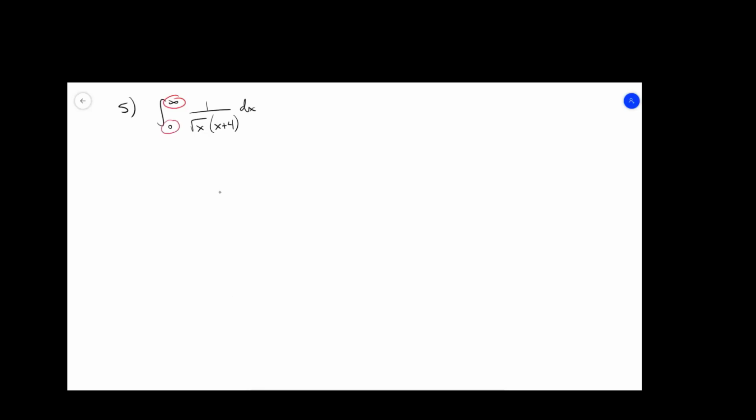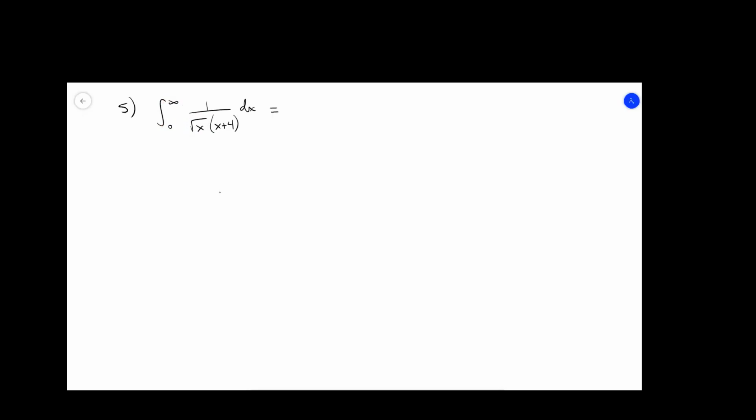So that's the type 2 reason, right? The 0 bound and the square root of x in the denominator means that it's also type 2 improper. So it's both type 1 and type 2 improper at the same time. How do we deal with something like that?